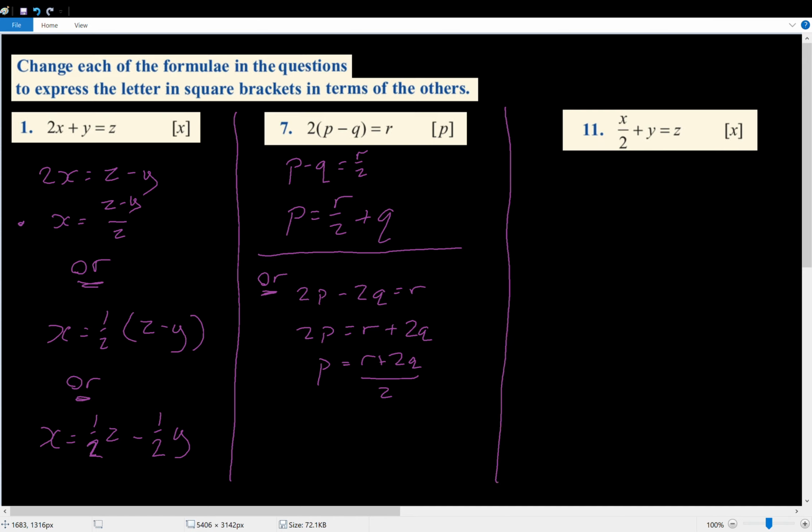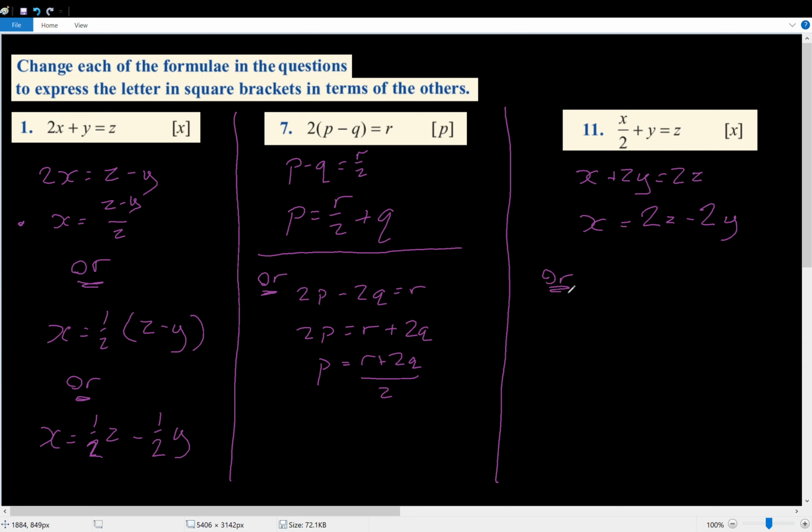Alright, with our next one, we're looking to get x on its own. Now the first approach we could take to this is, in order to clear away our fraction, we're going to multiply everything by the number that's on the bottom of the fraction, which is 2. In which case we get x plus 2y is equal to 2z. And from there, we just move everything over, so we get x is equal to 2z minus 2y. And that's it. That's as far as we can go with that.